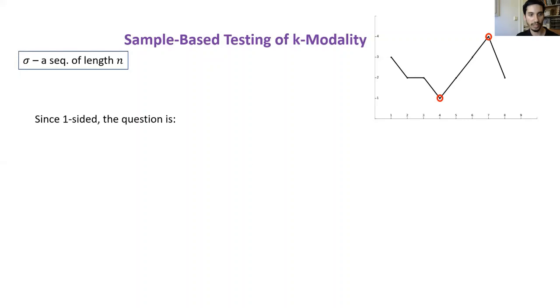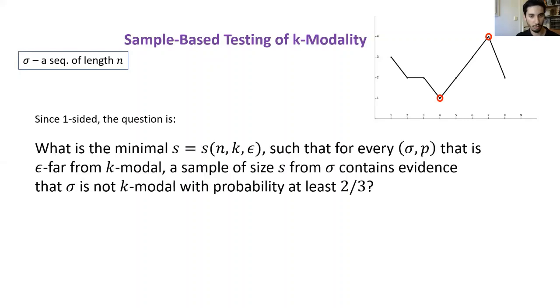Since we are focused on one-sided error testing, our actual question is the following. What is the minimal number of samples s such that for every pair sigma, p that is epsilon far from k-modal, a sample of size s from sigma contains evidence that sigma is not k-modal with probability at least 2/3. The number of samples may depend on the parameters n, k, and epsilon, and the samples are chosen according to p.